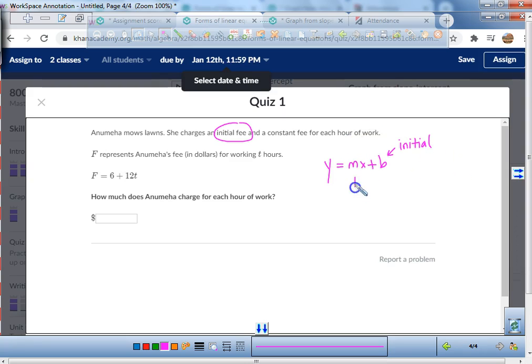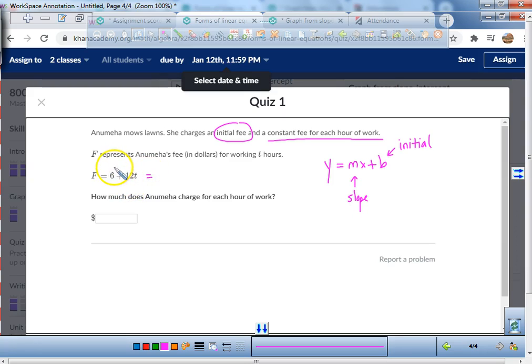And then what's this going to be? That's going to be the slope. And the slope is the constant fee for each hour of work. All right, how much does Anumaha charge for each hour of work? Well, that's the slope. Now, it's written a little bit differently.